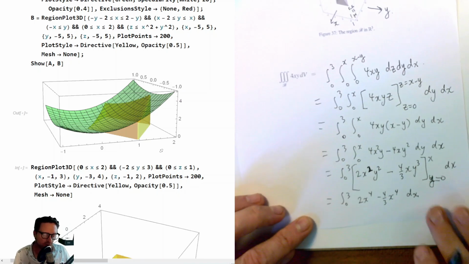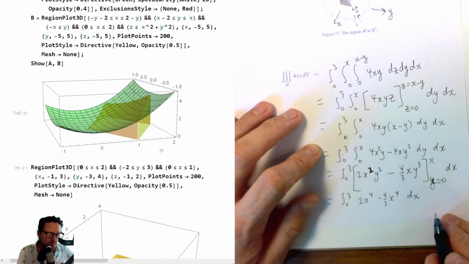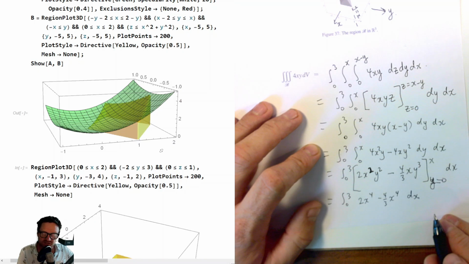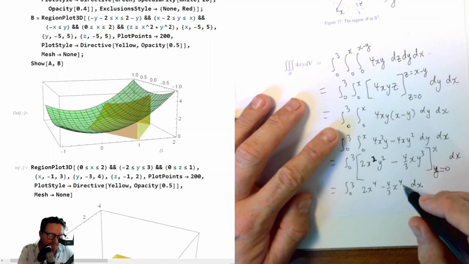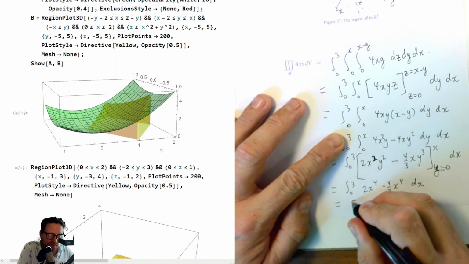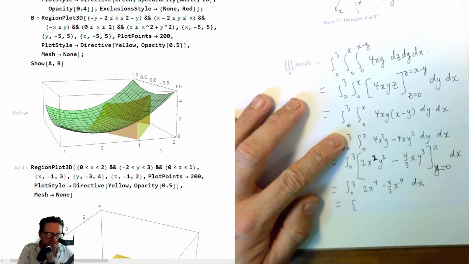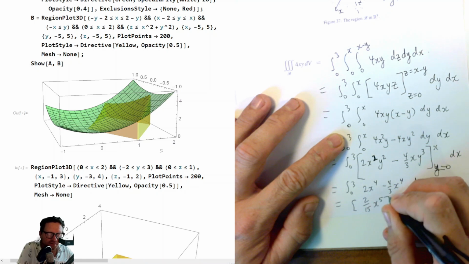Okay, we're just about done with this. So these are like terms. So 2 minus 4/3 is 6 minus 4 over 3, which is 2/3. And so integrating that means increasing the exponent by 1 and dividing by the new exponent. So we have 2/3 times 1/5 is 2 over 15, x to the 5th.